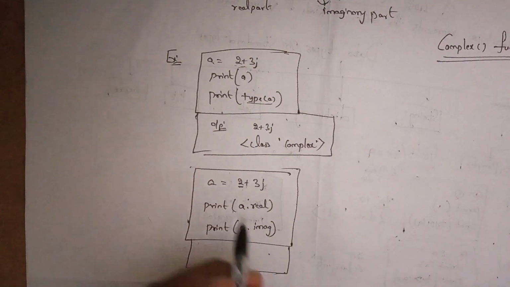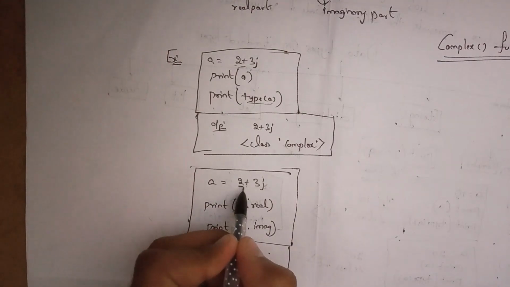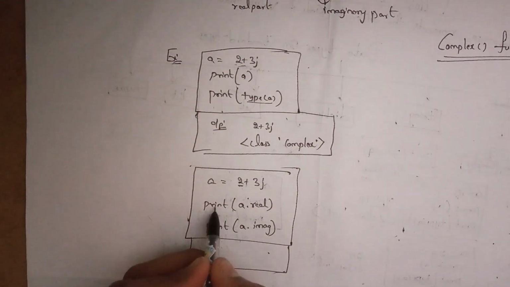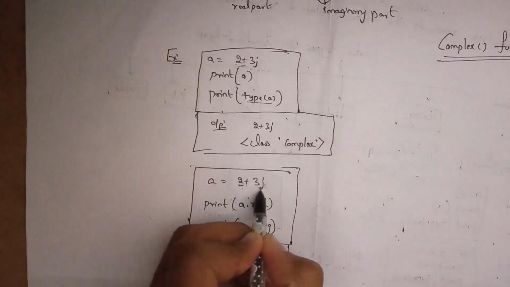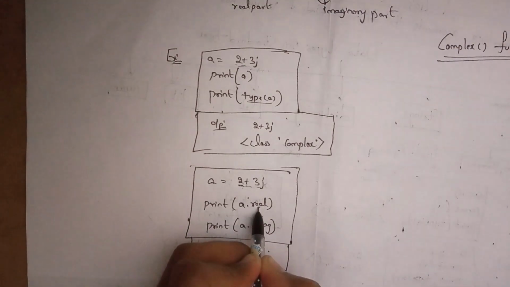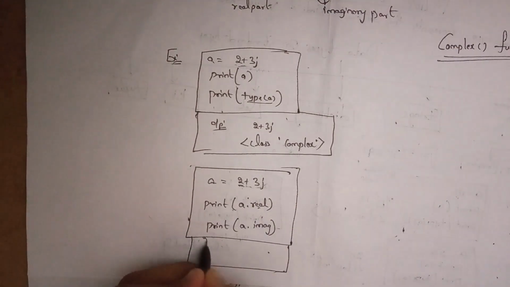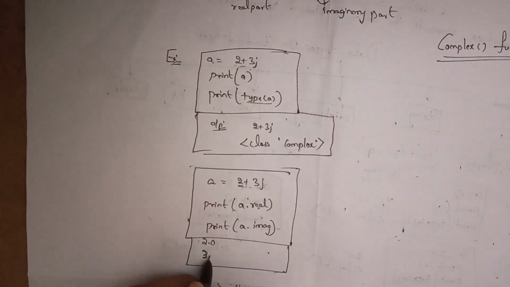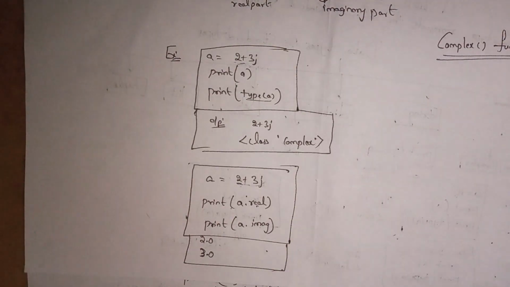This is another program to generate the real part and imaginary part output separately. I want only the real part. So I wrote print a dot real, because this value is present in variable a. Whenever you execute this program, you will get output 2.0, and here I wrote print a dot imag. Imag stands for imaginary part. Here I will get output 3.0. Here data will be represented as float value.